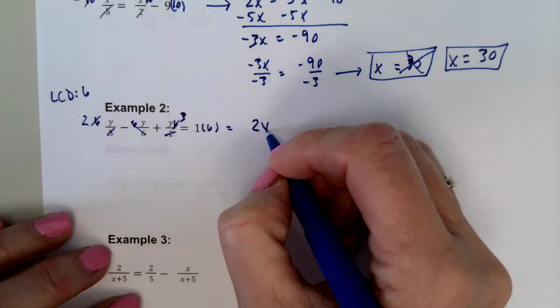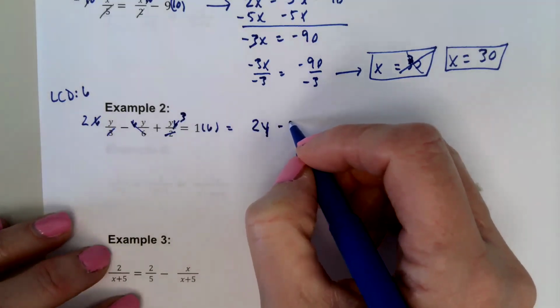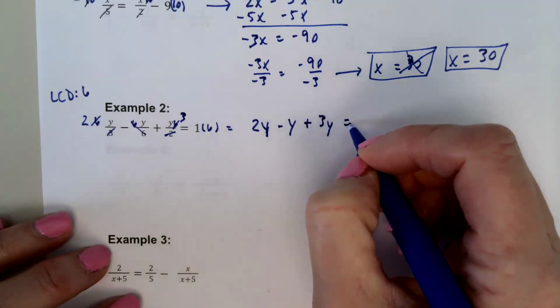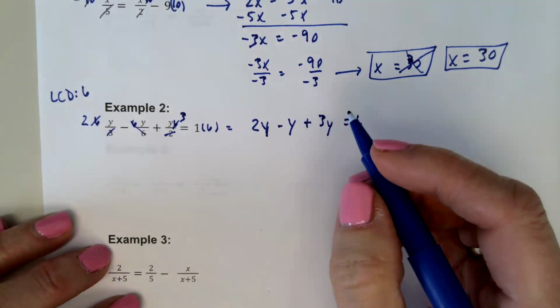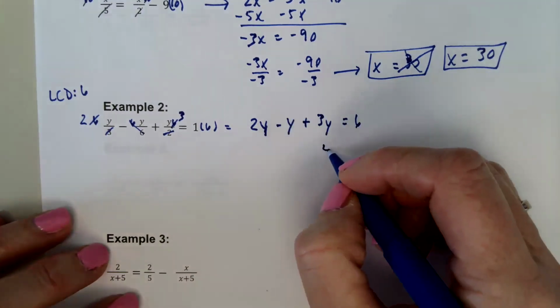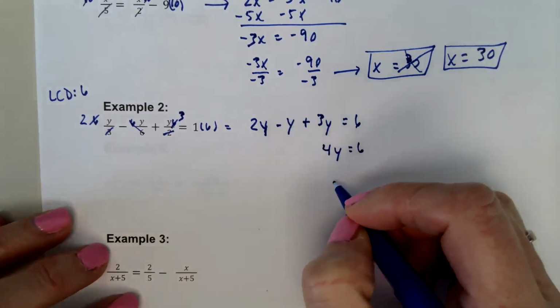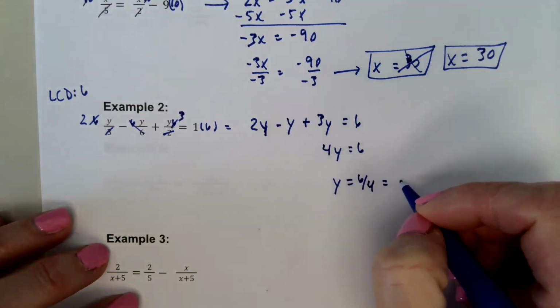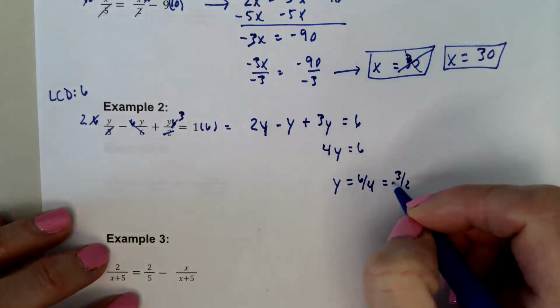So I have 2y minus y plus 3y equals 6. And that gives me 4y equals 6. And if we divide by 4, we get 6/4 or 3/2.